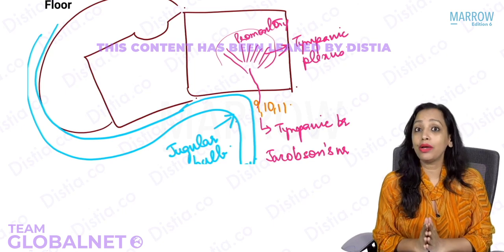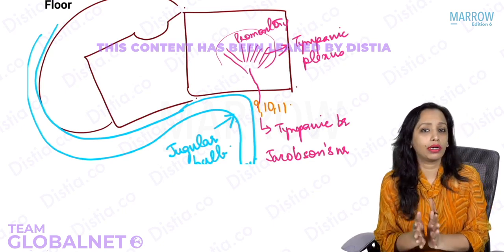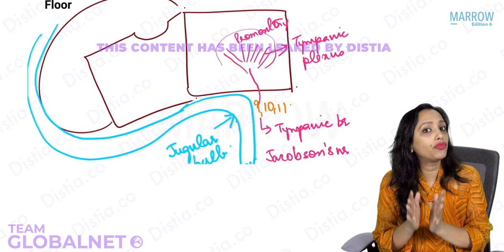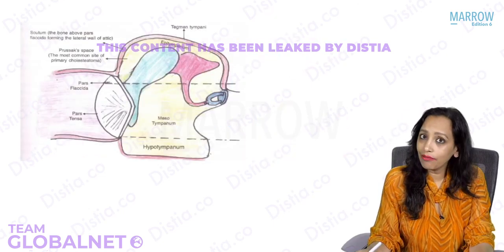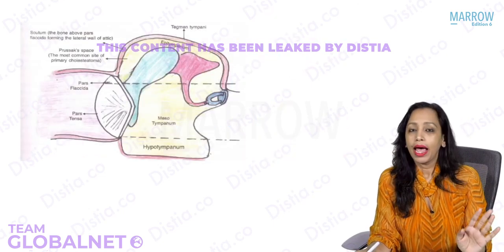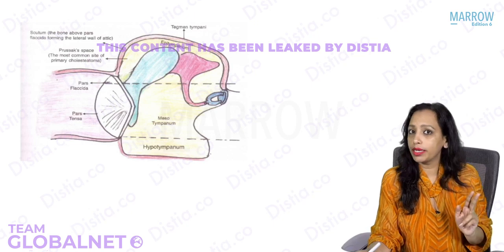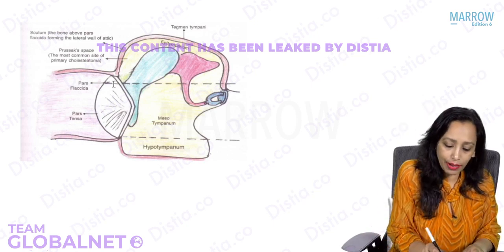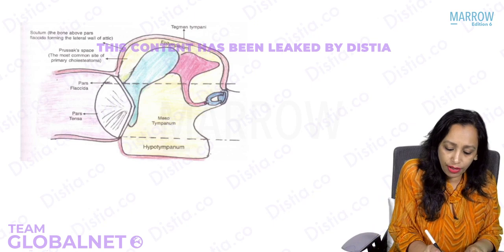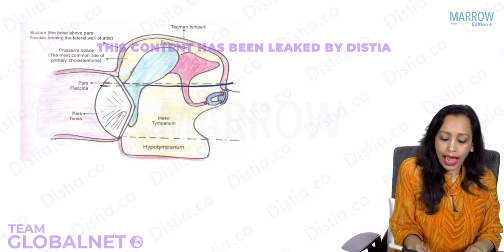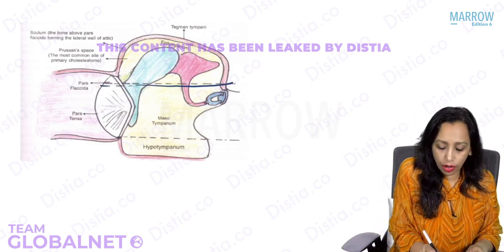So now let us see what is inside the cavity of the middle ear. Let us have a look at the cavity of the middle ear. Now the middle ear cavity is divided into three parts, and this is divided into three parts by two lines. The upper line passes at the upper border of the pars tensa, like this one. And the lower line passes at the lower border of pars tensa.